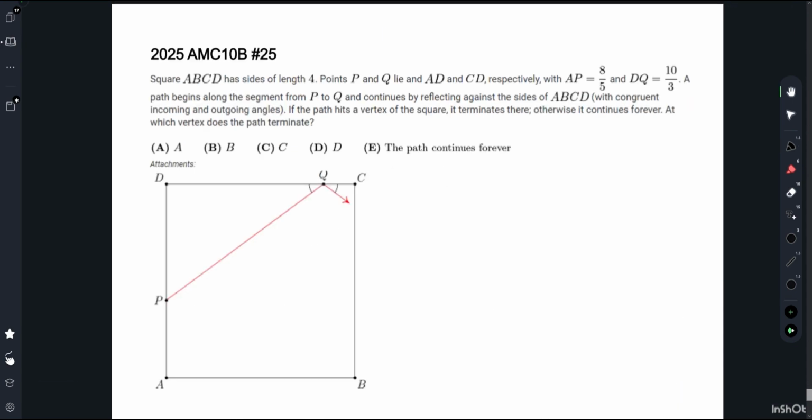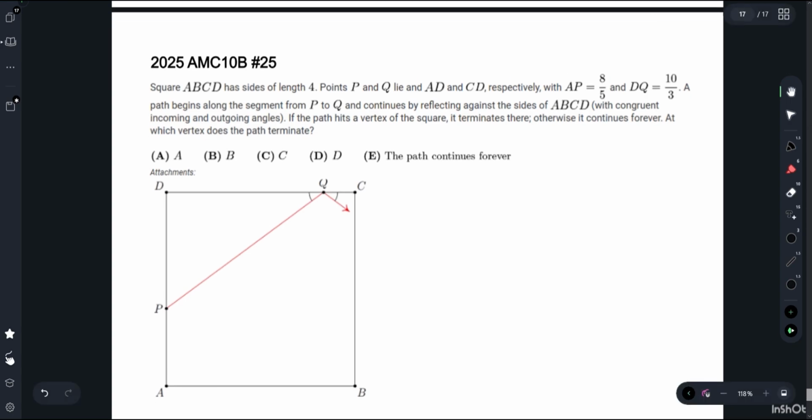Now AMC 10B Problem 25. Square ABCD has side lengths of 4. Points P and Q lie on AD and CD respectively, with AP equal to 8/5 and DQ equal to 10/3. A path begins along the segment from P to Q and continues by reflecting against the sides of ABCD. If the path hits a vertex of the square, it terminates there, otherwise it continues forever. At which vertex does the path terminate?